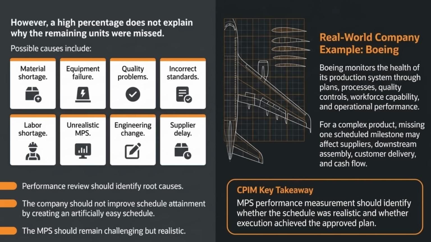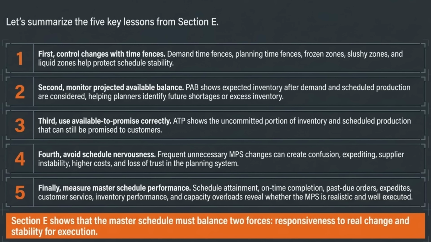Let's summarize the 5 key lessons from Section E. First, control changes with time fences. Demand time fences, planning time fences, frozen zones, slushy zones, and liquid zones help protect schedule stability. Second, monitor projected available balance. PAB shows expected inventory after demand and scheduled production are considered, helping planners identify future shortages or excess inventory.